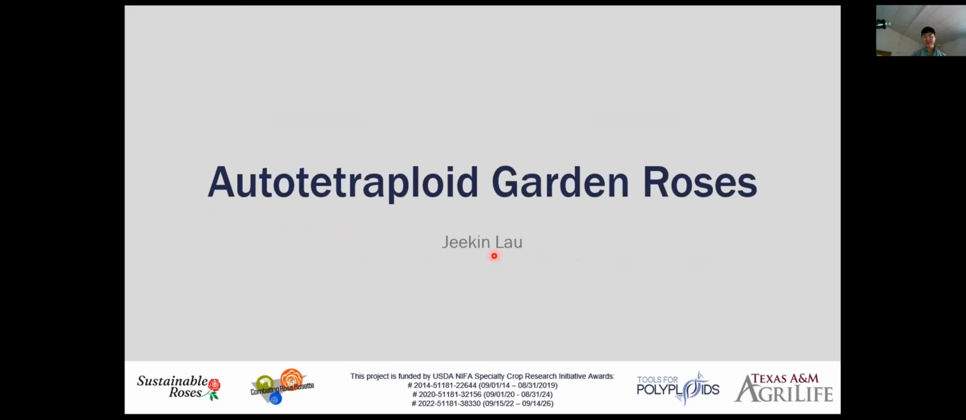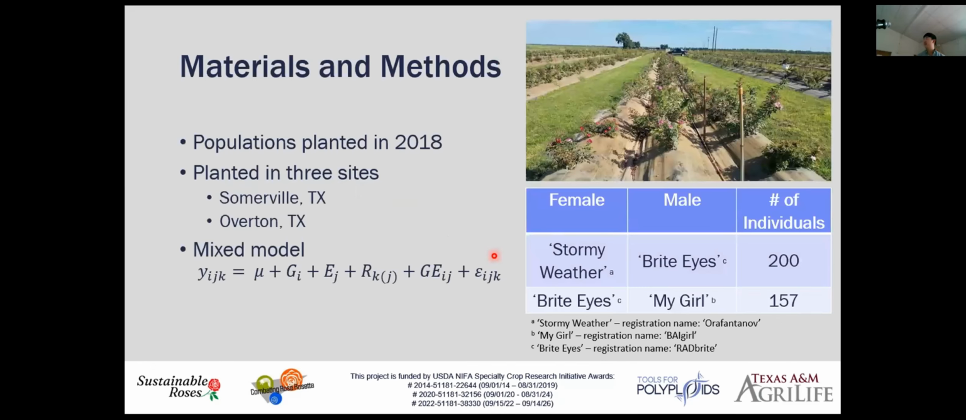So on to things I'm more familiar with, because this is work that I did. On the autotetraploid garden rose side, I'm sure y'all have seen this slide before, but these were the populations that were used in the RD studies, and they were crossed in 2016. They were propagated in 2017. We planted them in 2018, and we had the Stormy Weather by Bright Eyes population of about 200, and Bright Eyes by My Girl with 157. It says 3 sites here; I guess I never changed that. They were in Tennessee for Rose Rosette. They were in Somerville and Overton for black spot and Cercospora and defoliation.